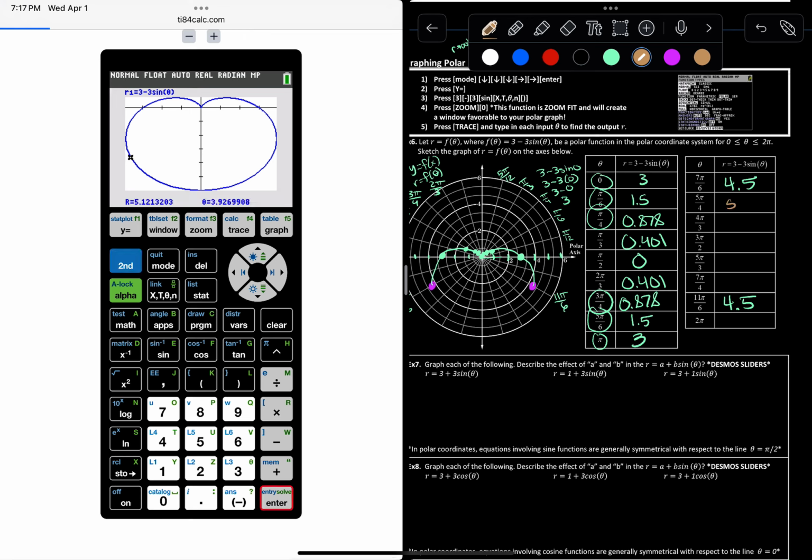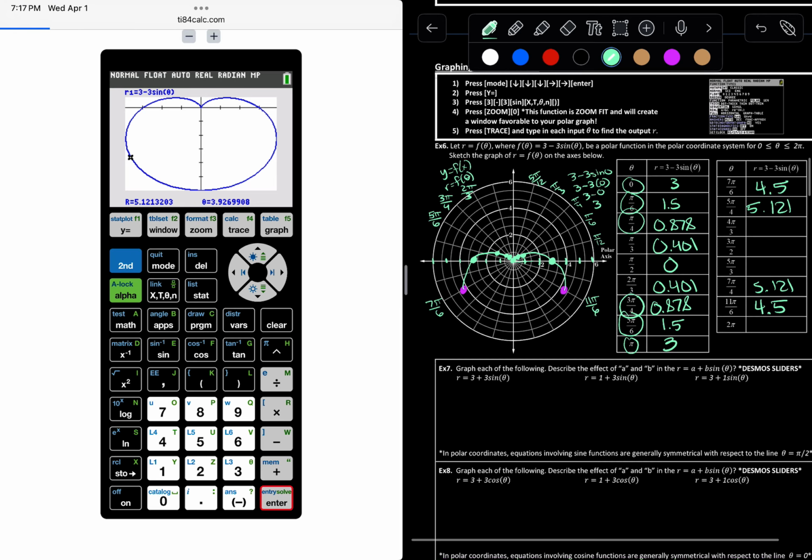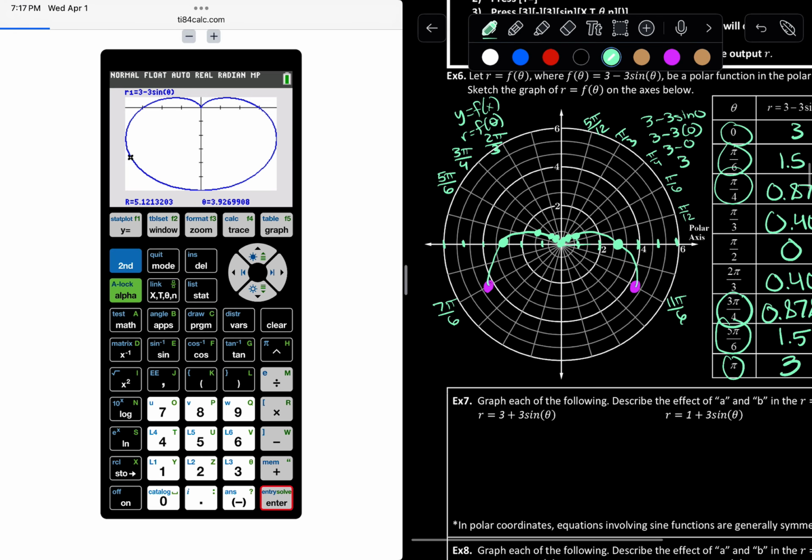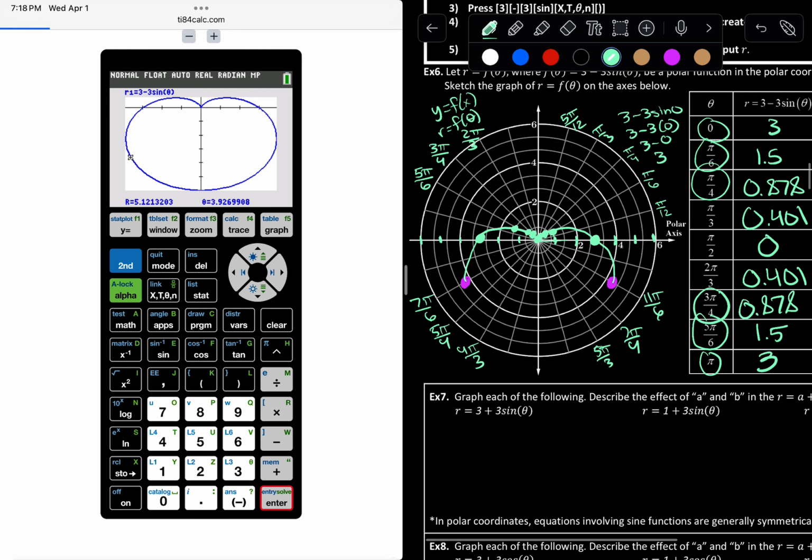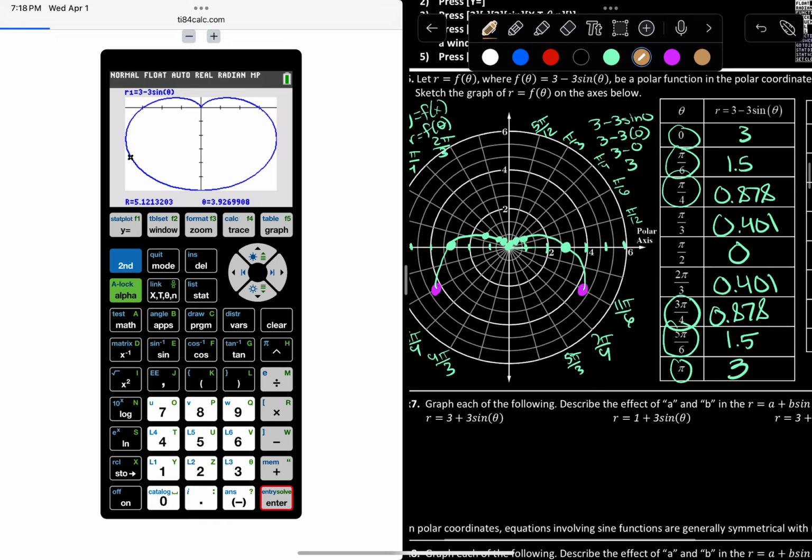All right, next we have 5 pi over 4. That will be a radius of 5.121. And then again, that symmetry, 7 pi over 4 will have the same radius. All right, so these angles, 7 pi over 6, this is what, 5 pi over 4? This is 4 pi over 3, just finish those in. And then we have 5 pi over 3, 7 pi over 4. So 5 pi over 4 and 7 pi over 4 will have the same radius, and it is 5.121.